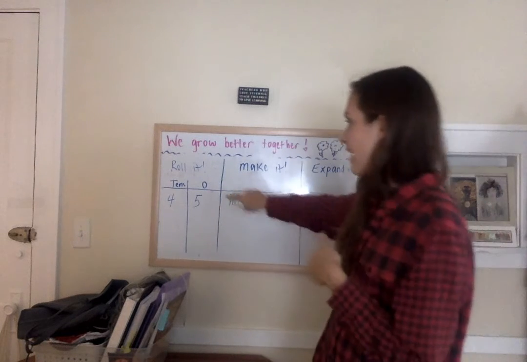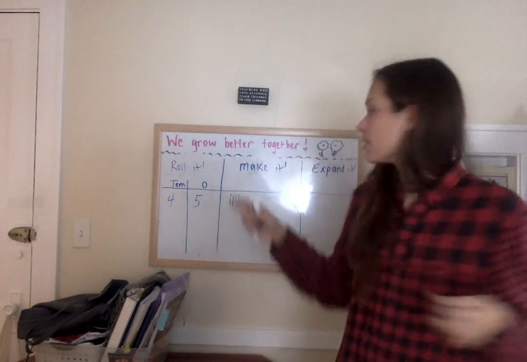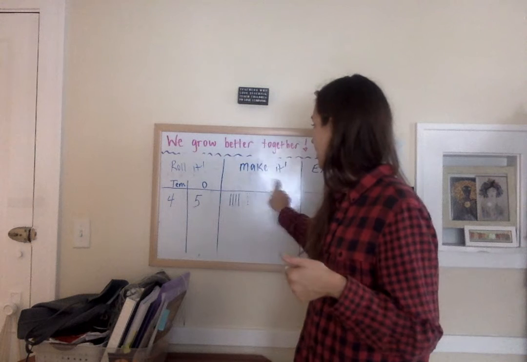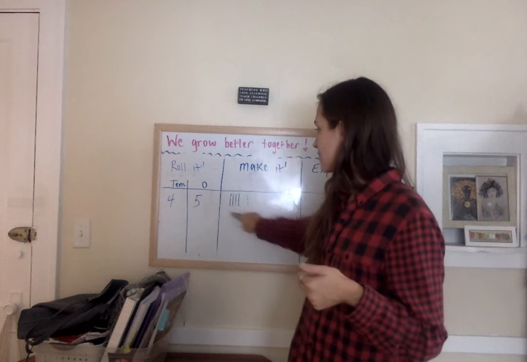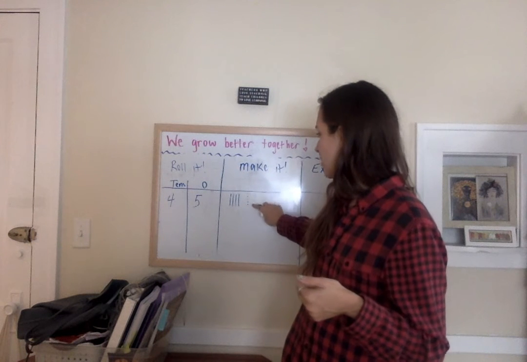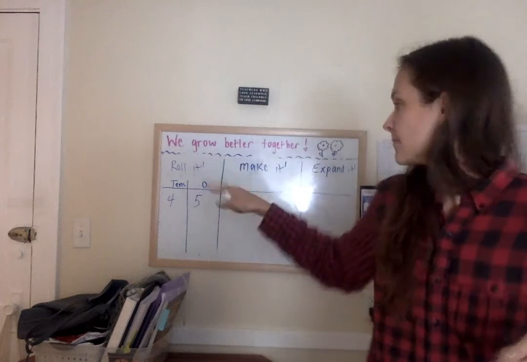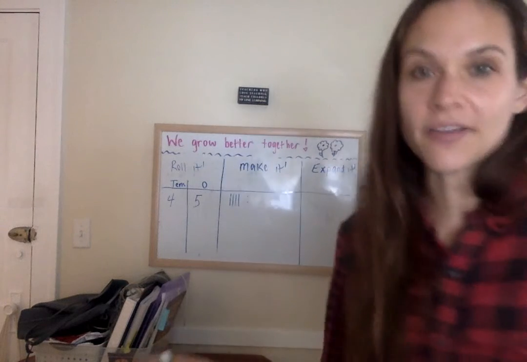Okay, so we rolled it. We rolled a 4 and a 5, so we rolled 45. Now I have to make it. I have 4 lines. This is 40. And how many 1s? 5. So I made it, and I made 45.